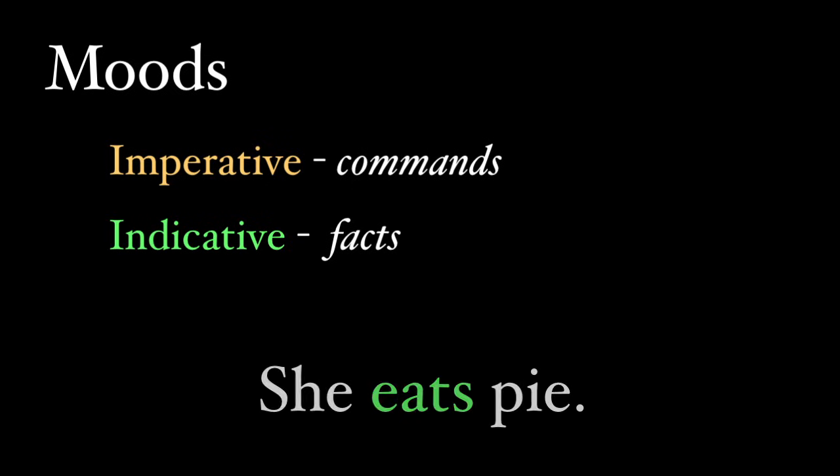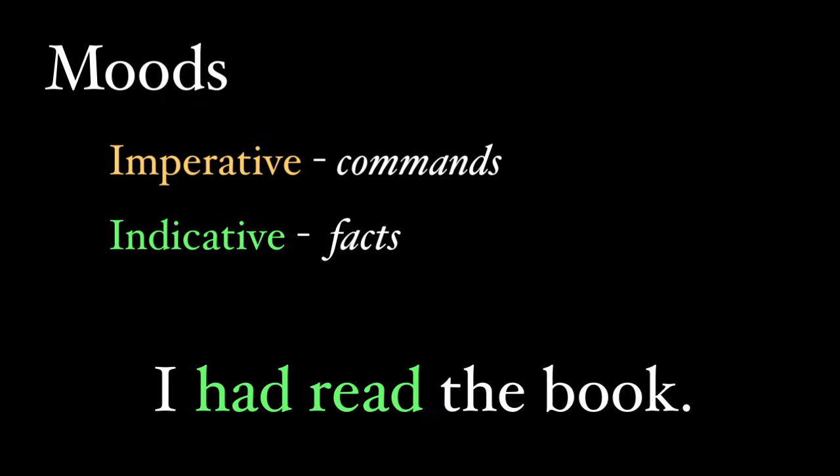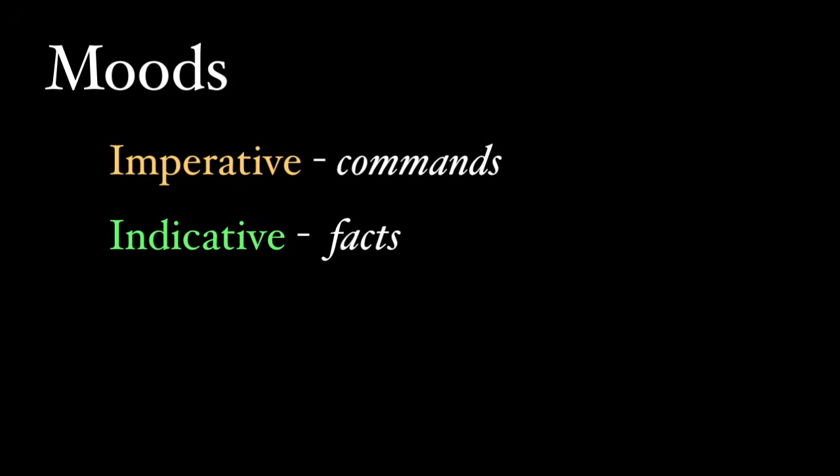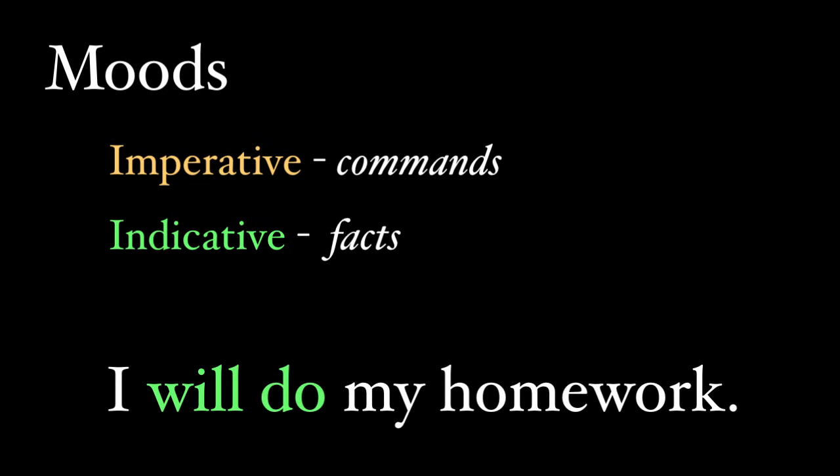So, with she eats pie, eats is in the indicative mood because it's relaying an action that actually is happening. The same for I had read the book. Since there are no facts in the future, unless of course you're omniscient, like Jupiter, and know everything in the future, the future indicative represents not future facts, but events very likely to happen in the future. Something like I will do my homework shows a likely action, rather than I may do my homework.